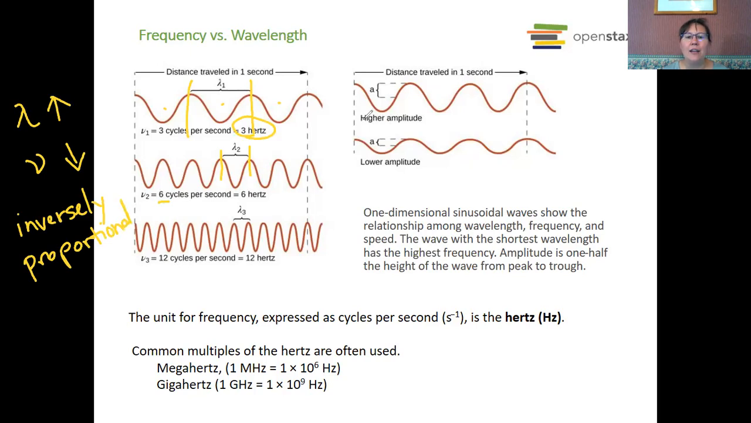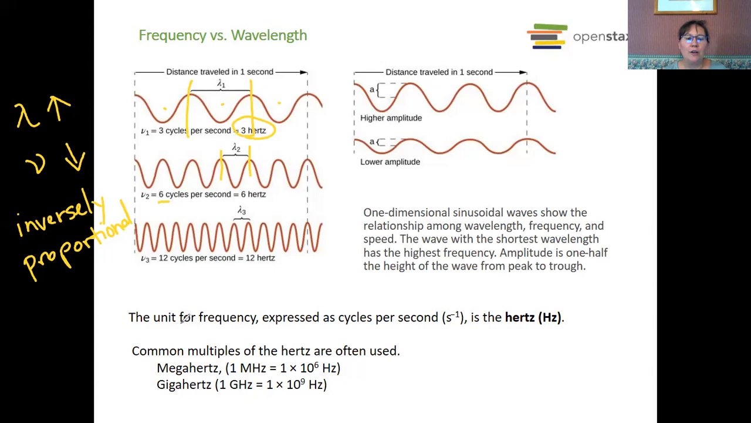Okay. And then you can look here, you can have the same frequency and the same wavelength, but you can have different amplitudes. We actually won't be discussing amplitude in this chapter. We'll be sticking primarily to frequency and wavelength.